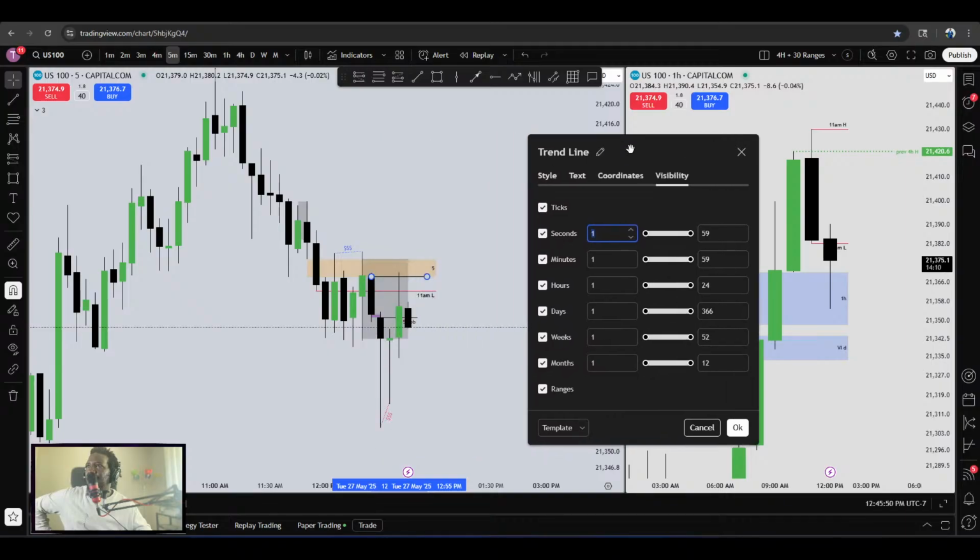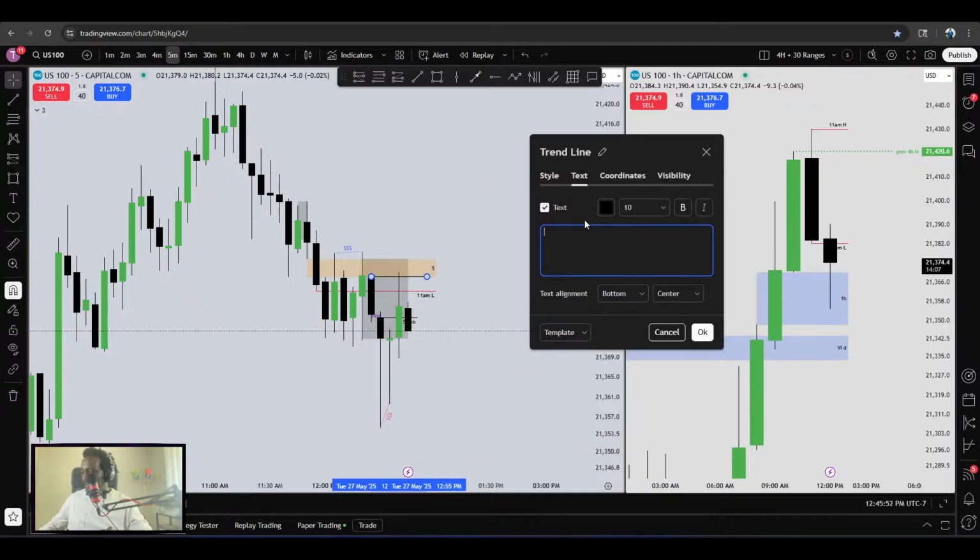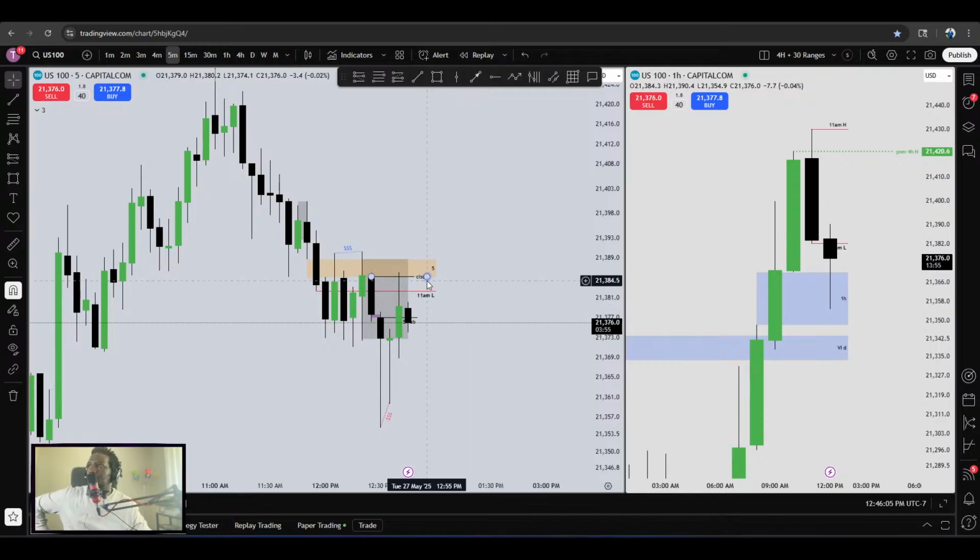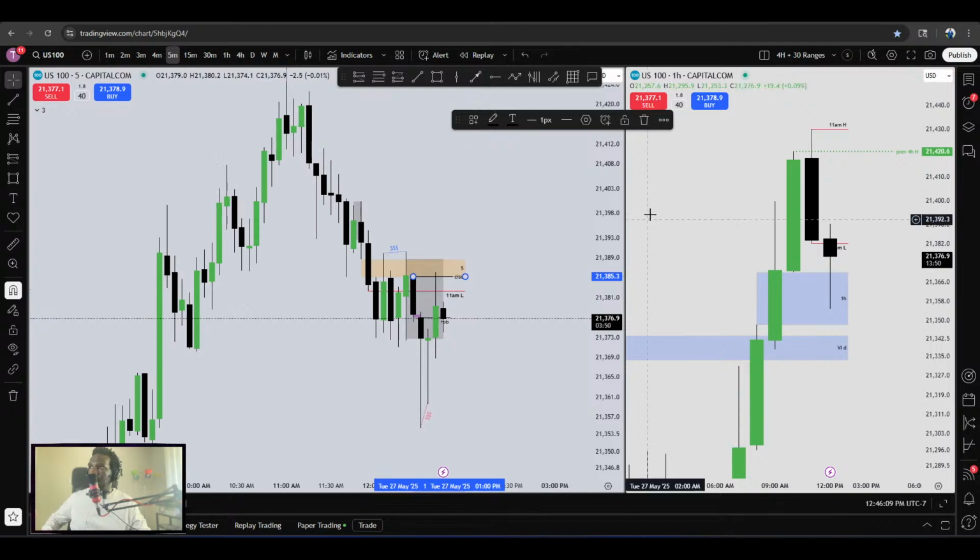I'm enjoying that 5-minute closure. It's kind of really keeping me from these losses. CISD middle doesn't need to be, that's okay, and then have it on the right side. That will be the change in the state of delivery if we close above those candles over there.